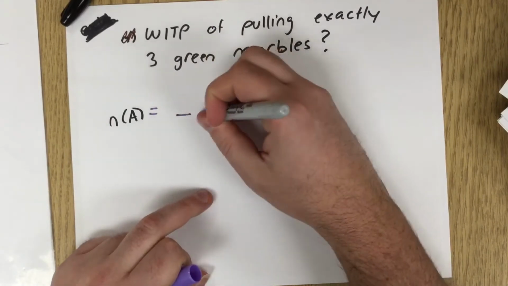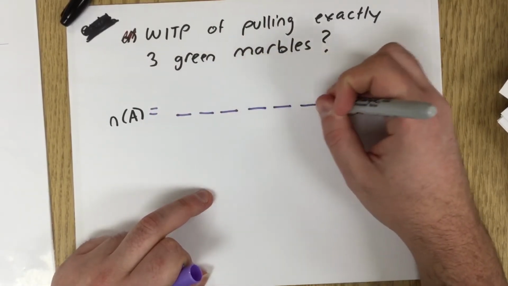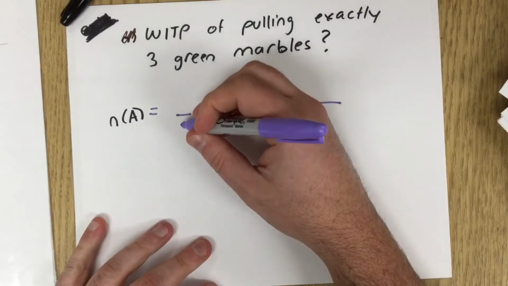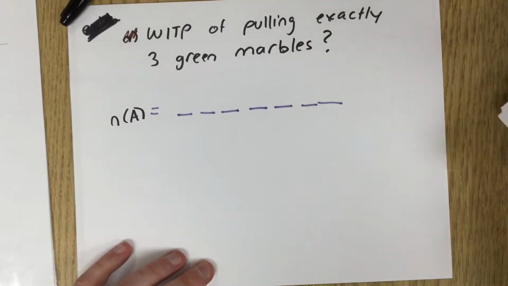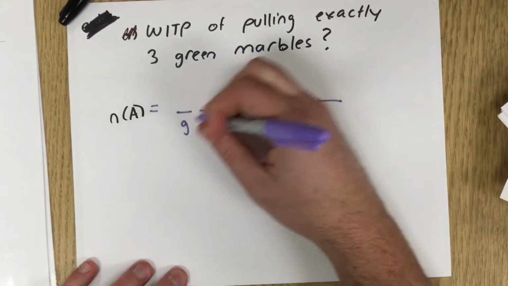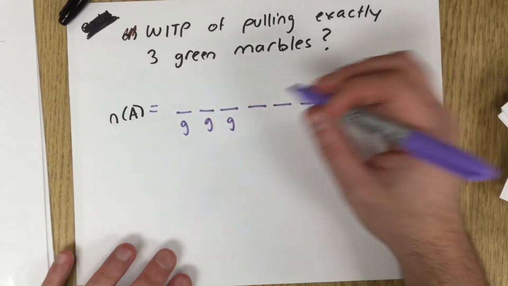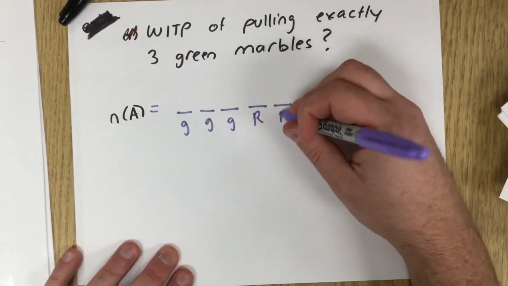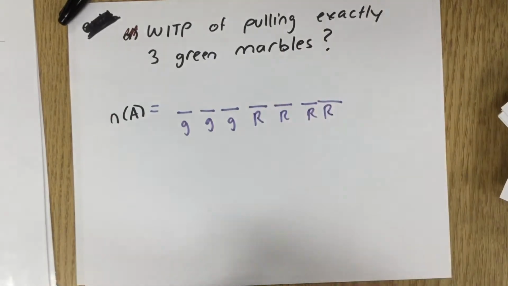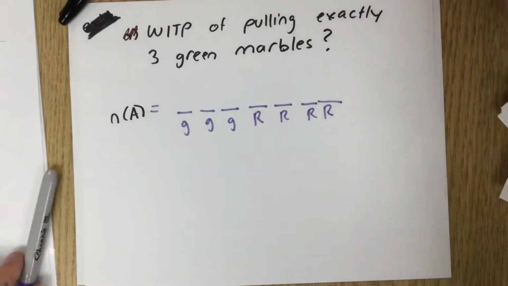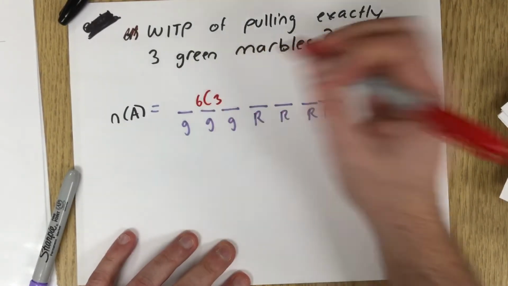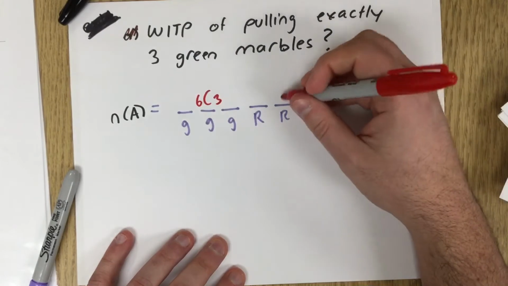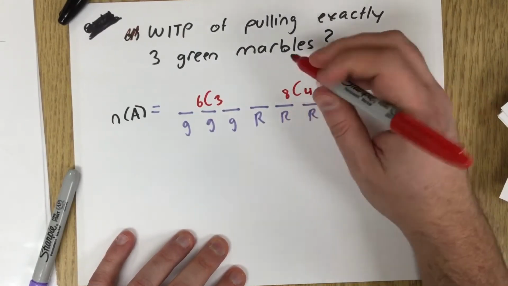So what we have is 7 marbles. We're going to pull 7 marbles, and we want 3 of them to be green. So 3 greens, and then the rest are going to be red. How many ways are there of doing that? Of the 6 greens, we're choosing 3, so it's going to be 6 choose 3. Of the 8 reds, we're taking 4 of them, so it's going to be 8 choose 4.